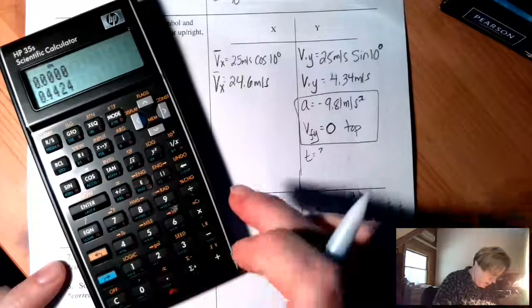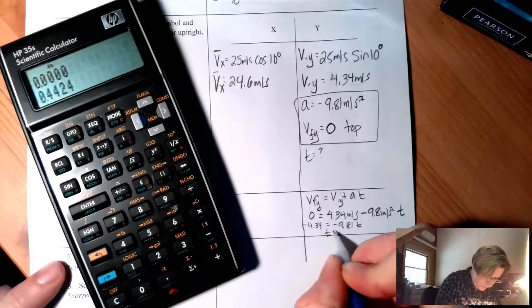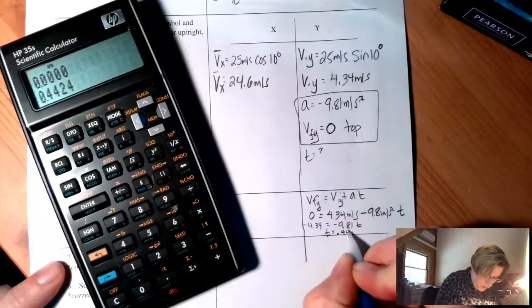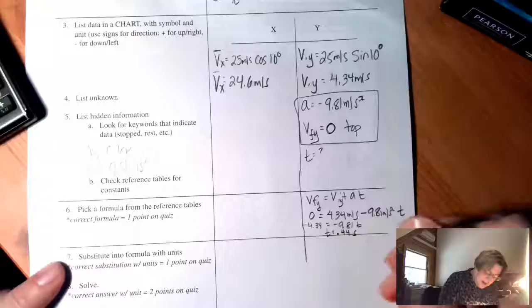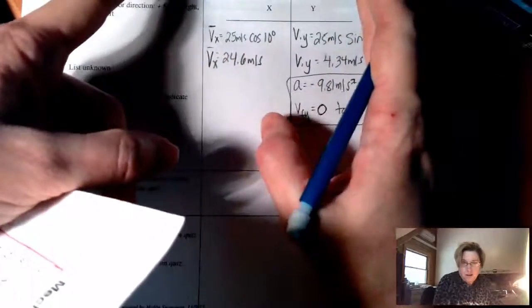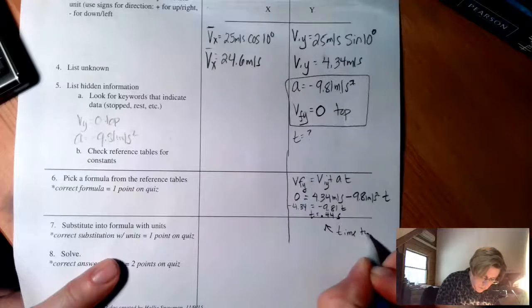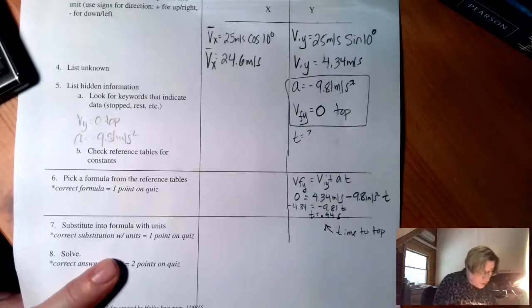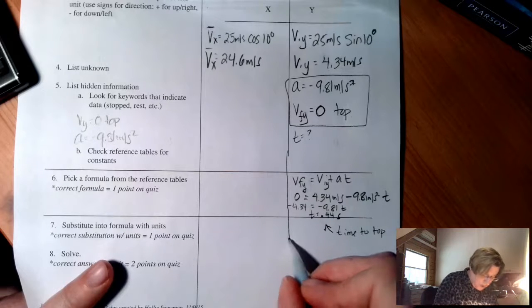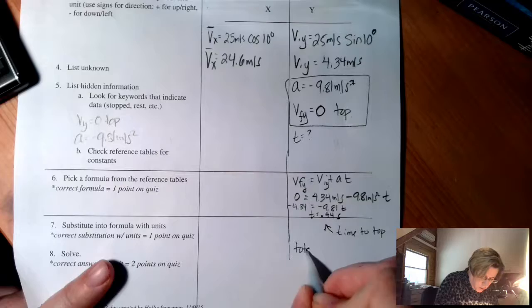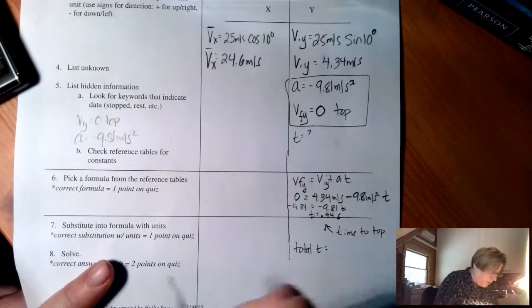Now, this is the time up to the top. This is not the total time it's in the air. So this is one of the problems that makes this hard. In order to find total time, you have to double that. And I get time is 0.88 seconds.